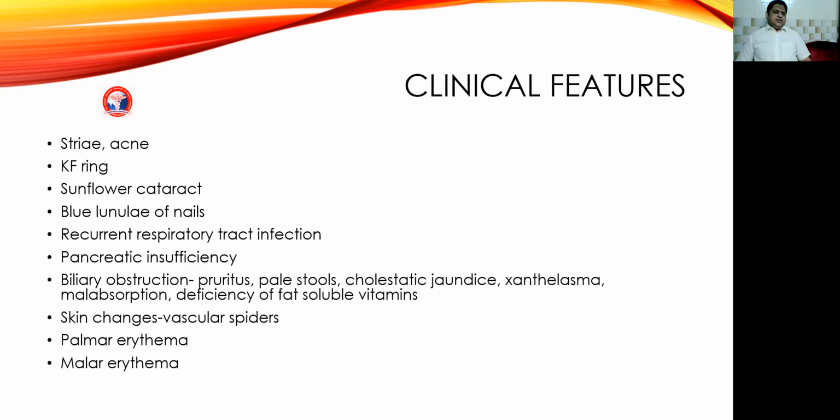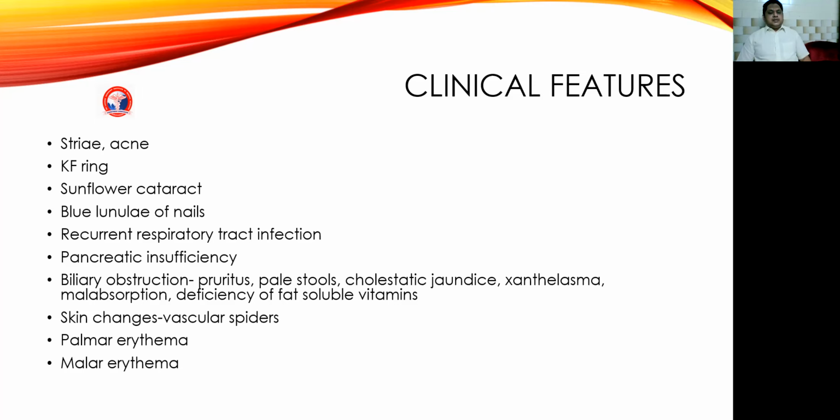Next one is KF ring. KF ring is to be seen in the eyes, in the cornea. You have to examine with the slit lamp examination. You have to do this to rule out copper deposition. Next one is sunflower cataract. Next is blue lunulae of the nails, recurrent respiratory tract infections, pancreatic insufficiency, and next one is biliary obstruction.